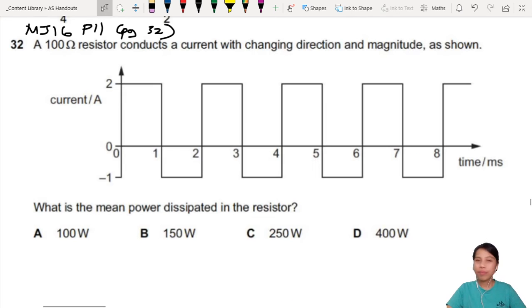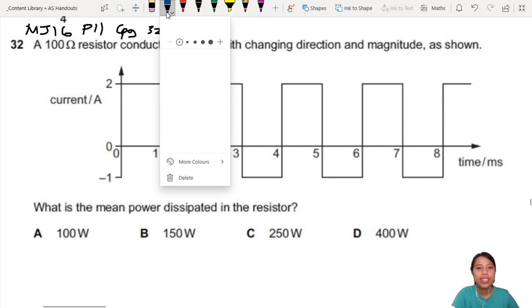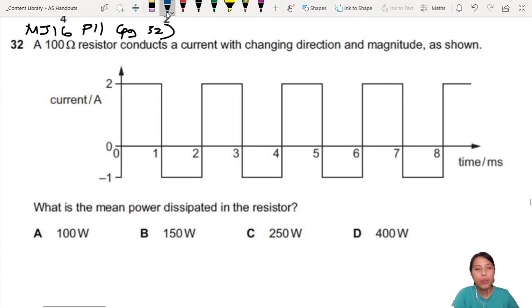Here's a weird one that I decided to throw into the bunch of examples, because I think this one has appeared more than once already. They seem to like this one a lot. This is a weird one, because have you ever seen this kind of square graph before? What is that? A 100 ohm resistor conducts a current with changing direction. What is this? Well, technically we're going to learn more about changing direction in A2.